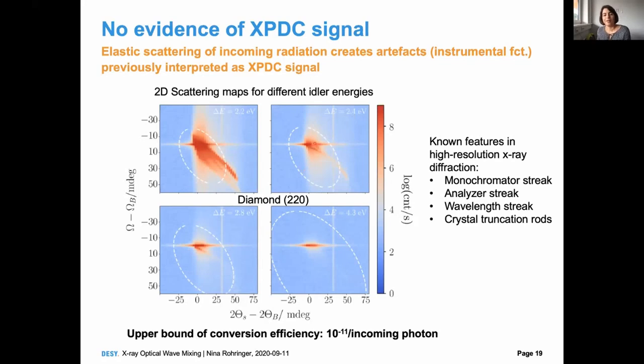And these artifacts can actually be quantified by people working in high resolution X-ray diffraction. I know this kind of feature, and they are due to elastic scattering of the full incoming radiation. One has a spectrum of incoming photons that has a relatively broad bandwidth, and in high resolution X-ray diffraction measurements, one is sensitive to the tails of the spectral distribution. So here you see the tails of the incoming spectrum being scattered elastically. And the streaks you see here are what's called monochromator streak, analyzer streak, wavelength streaks, and truncation rods.